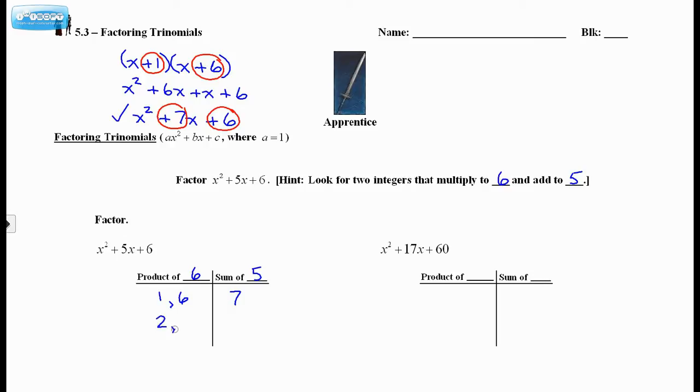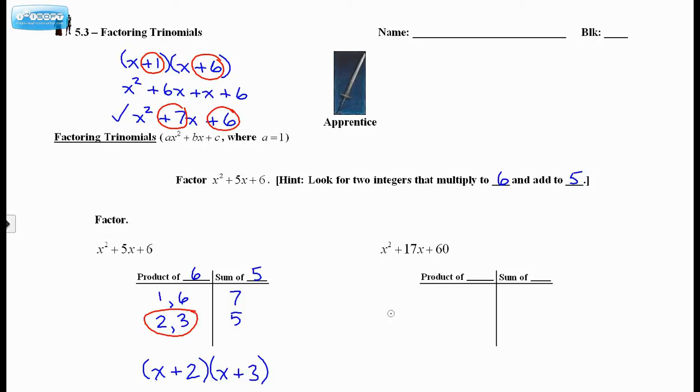How about 2 and 3? Because 2 times 3 is 6. But when we add them together, it gives us 5, which is exactly what we're looking for. So we have found the two numbers that we need. Therefore, we can factor this immediately in one step. This will give x plus 2, x plus 3. Now I'm going to check this, but I will do that in the next slide.